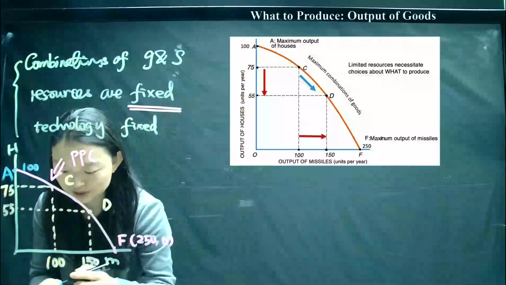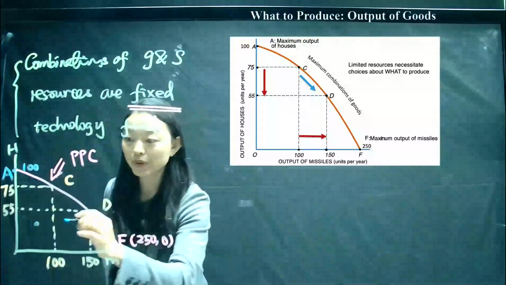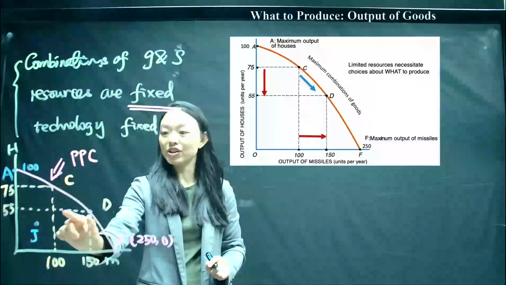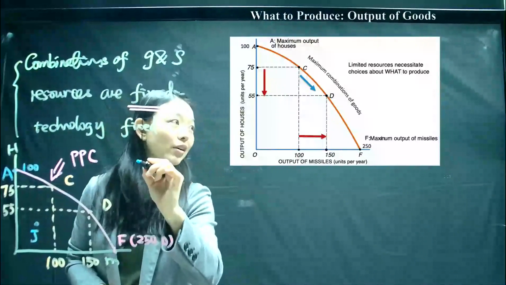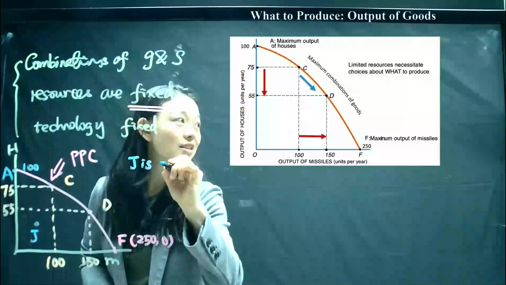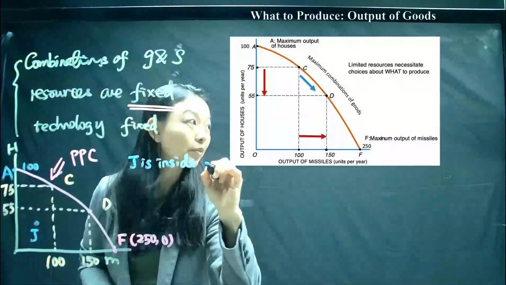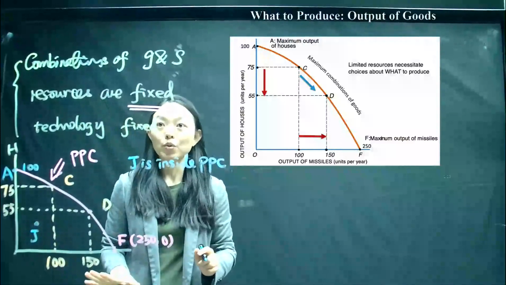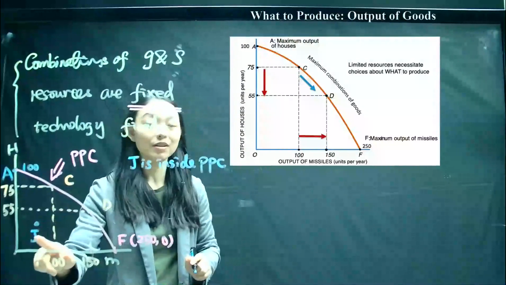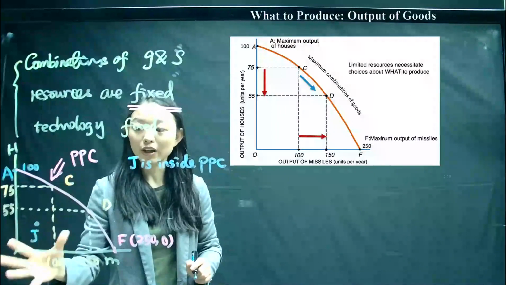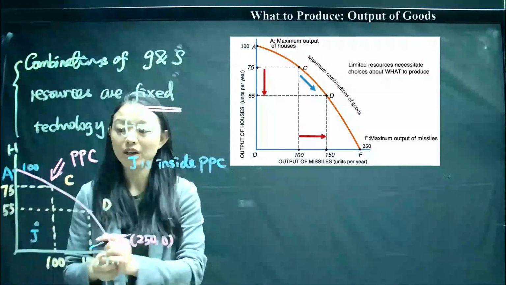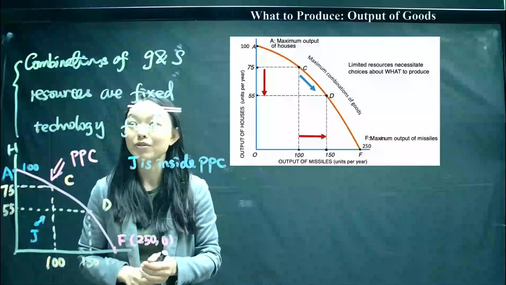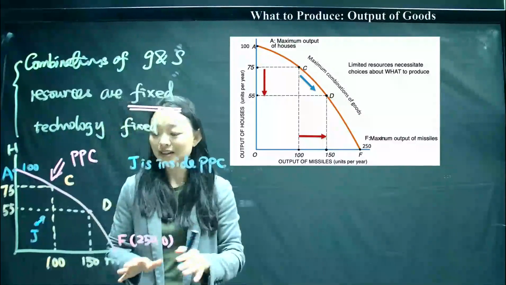Here I want to emphasize several points. If there is a point inside a PPC, let's say I mark it as point J, you can see point J is inside the PPC. Point J inside the PPC means not all the resources are fully utilized, because if we want to increase missile production or house construction, we can just move point J outwards. So point J inside the PPC is not an efficient point for society because it doesn't use all the resources.